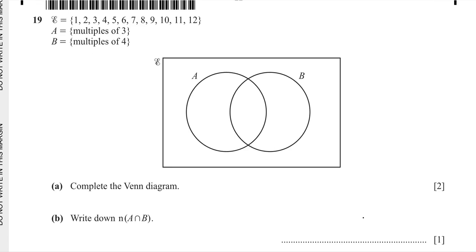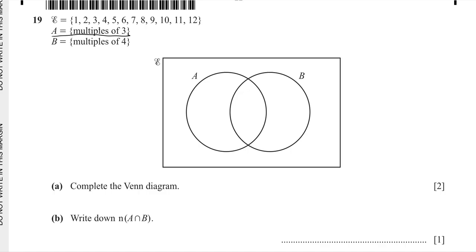This one is a very fun one. We have question number 19. The universal set equals 1, 2, 3, 4, 5, 6 up until 12. A has the multiples of 3 and B has all the multiples of 4. So complete the Venn diagram. First, let's write all the numbers that are available in A.